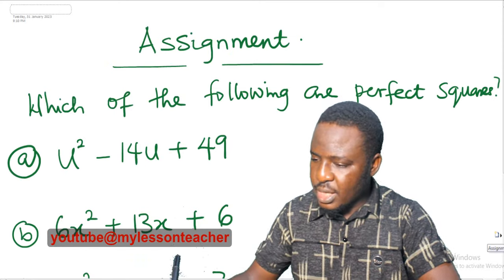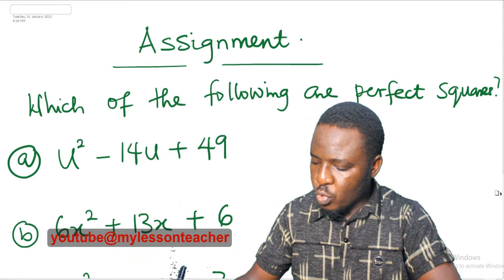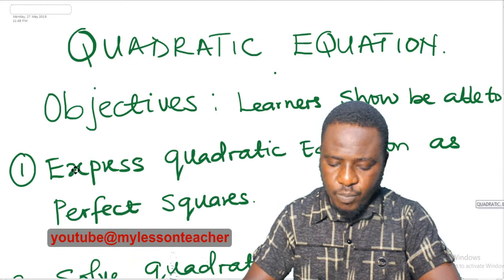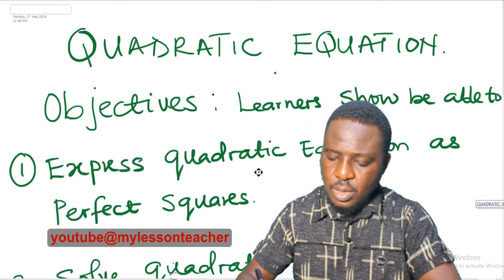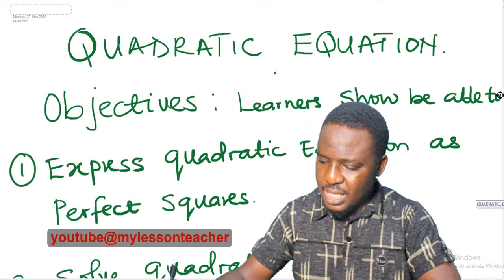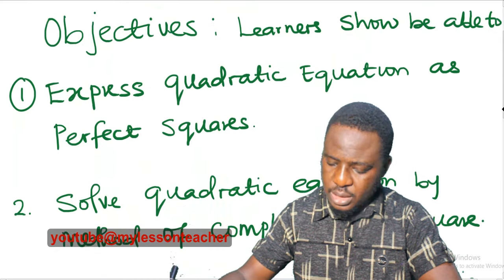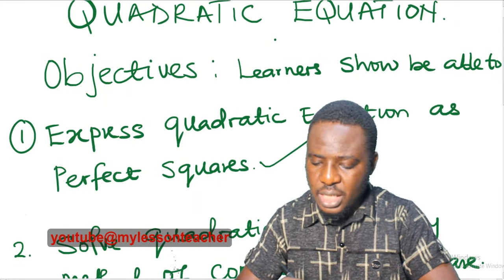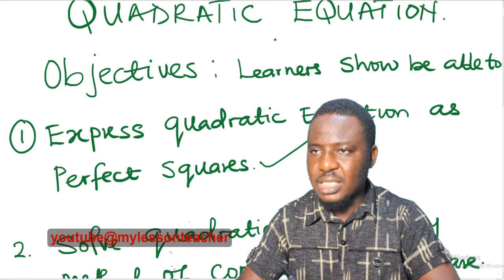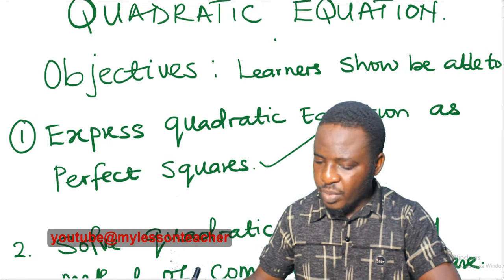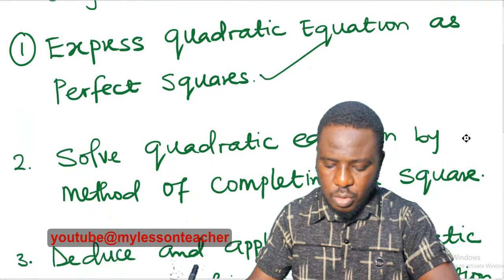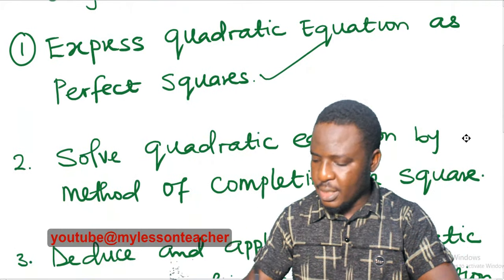In today's class, we have been able to treat the first objective, which says expressing quadratic equations as perfect squares, and we have seen how we can factorize quadratic equations that are perfect squares. In our next class, we shall solve quadratic equations by the method of completing the square.